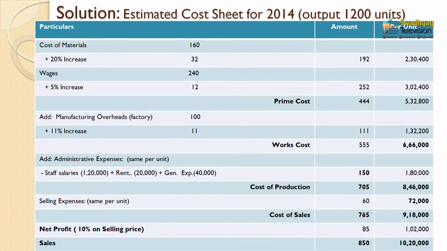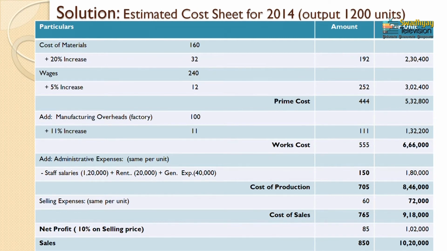192 rupees per unit cost will be multiplied by 1200 units, because in the year 2014 the number of calculators manufactured is 1200 units. So 192 multiplied by 1200 comes to 2,30,400 rupees. Now this is a change. This is the way to find out the cost of materials. See here, very simple way.